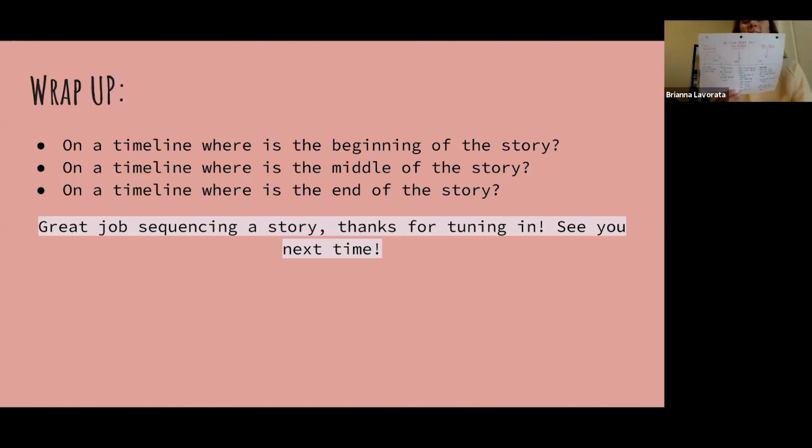On a timeline, where is the ending of your story? I'm going to leave you with that question. So if you were able to identify the beginning, the middle, try and identify the end.